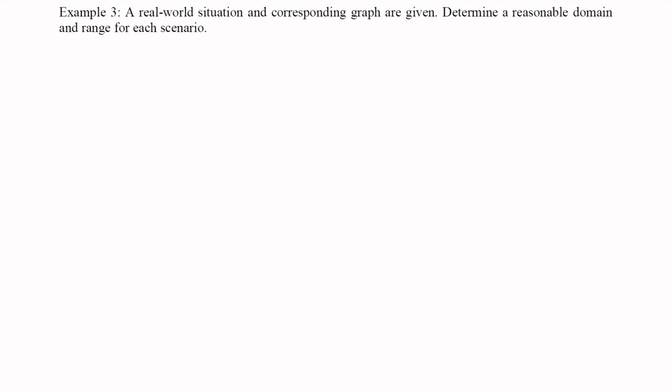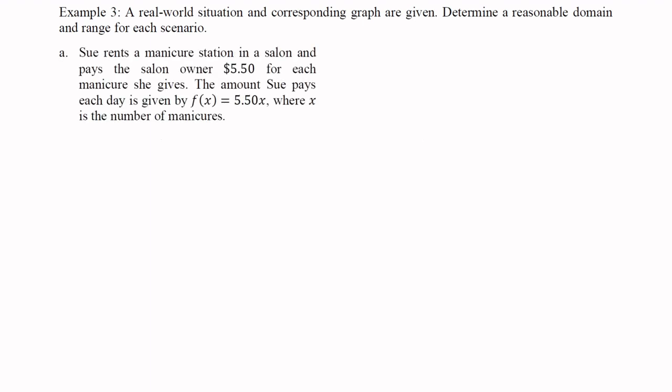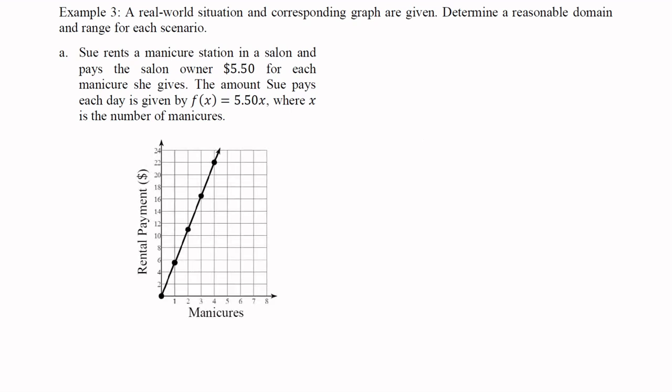So a real-world situation and corresponding graph are going to be given. Determine the reasonable domain and range for each scenario. Sue rents a manicure station in a salon and pays the salon owner $5.50 for each manicure she gives. The amount Sue pays each day is given by f(x) = $5.50x, where x is the number of manicures. So here is a graph of the manicures against the rental payment.